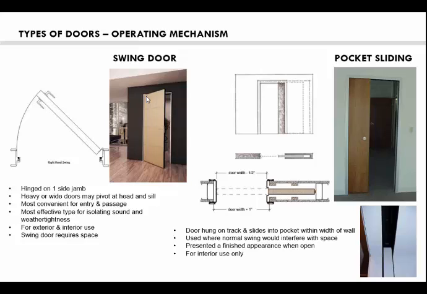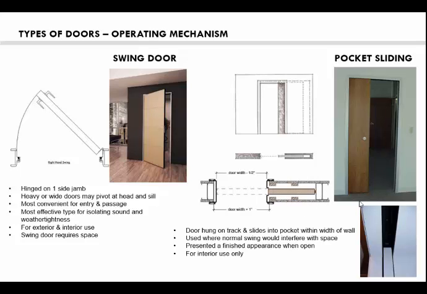Okay. On the other hand, if we want to save space, usually we'll use a sliding door. The first sliding door that we're going to learn here is a pocket sliding door. As the name suggests, pocket. If you look at a sectional plan of this door here, this is what we call the pocket. It's called a pocket because when you slide, you're able to conceal this door panel inside this pocket.